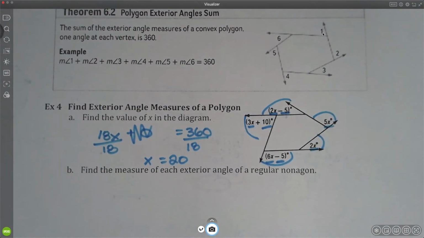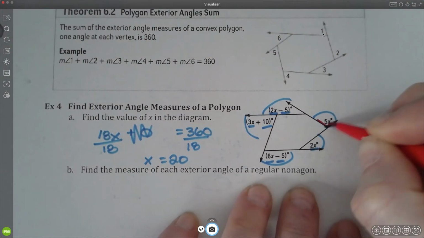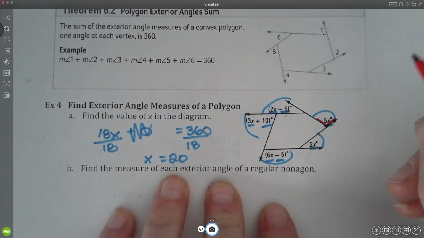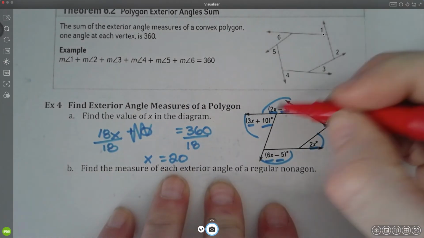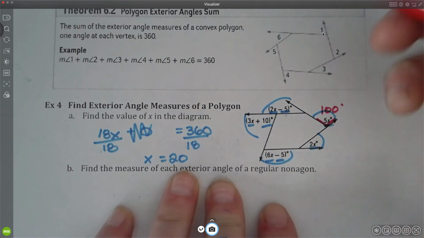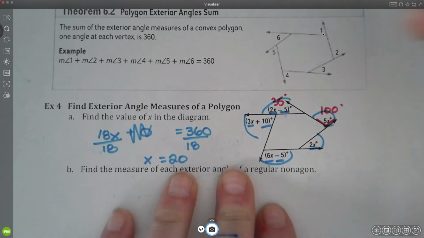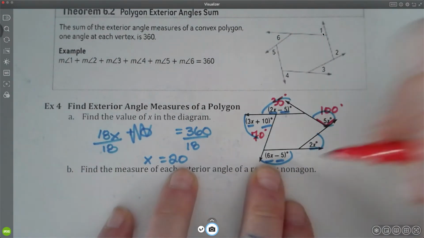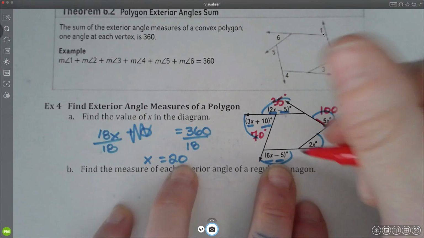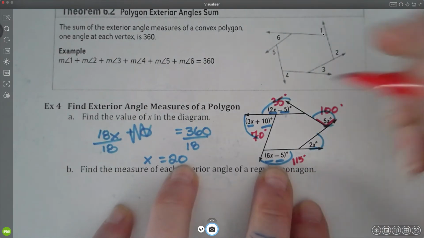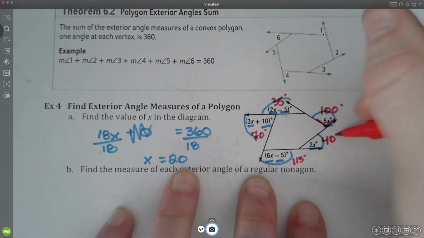Right? x is 20. Now, they are just having you solve for x in the diagram. On your homework assignment, they're going to have you plug them back in. So let's go ahead and do that for practice. Let's start with 5x. These are easy. 5x, plug it back in: 100. 2 times 20 minus 5: 35. 3 times 20 plus 10: 70. 6 times 20 minus 5: 115. And 2 times 20: 40. So if they ask for each one, you're going to plug this back in.